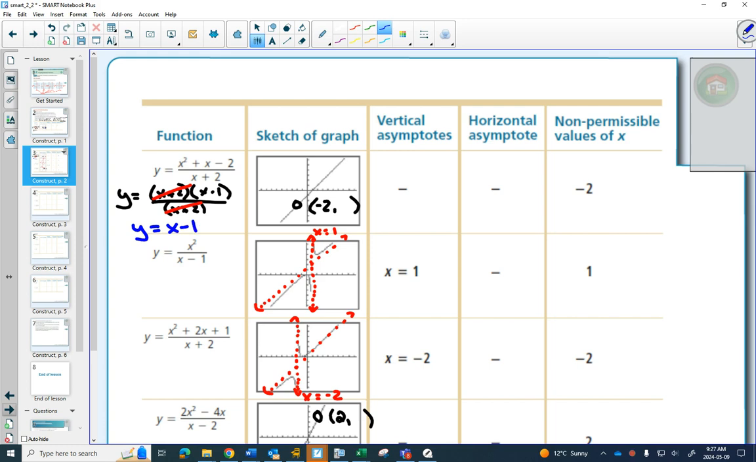And after it cancels out, I get a straight line, which is what I ended up with. What would happen if you plugged in negative 2 into this line? You would get negative 3. And that becomes the coordinate of your hole.